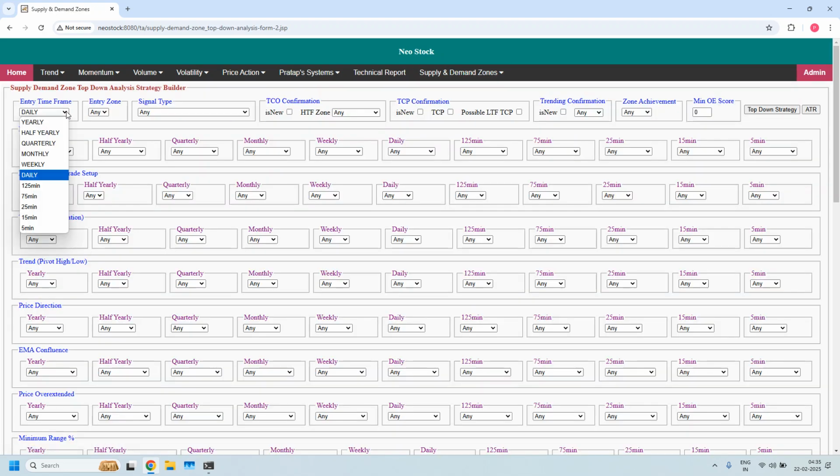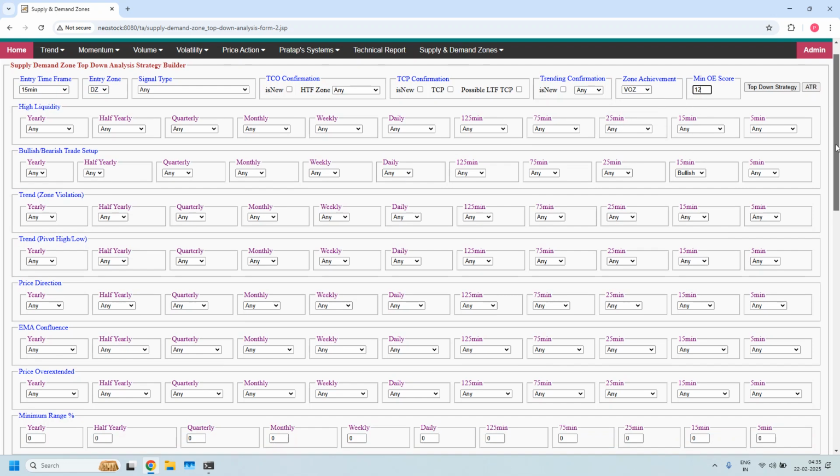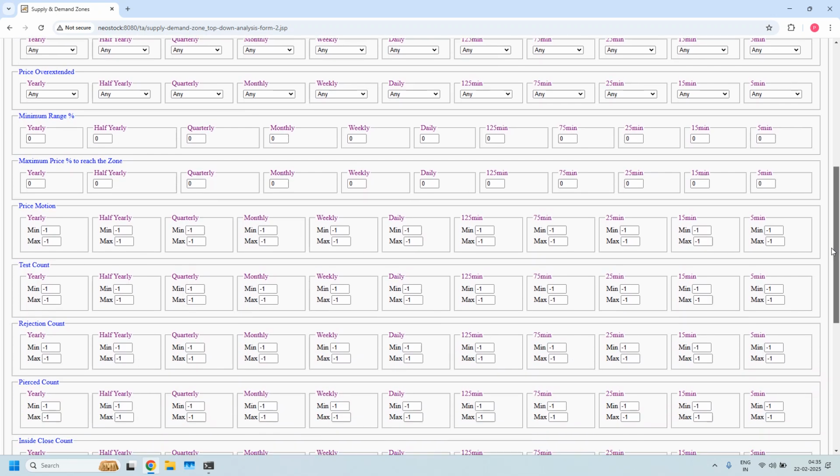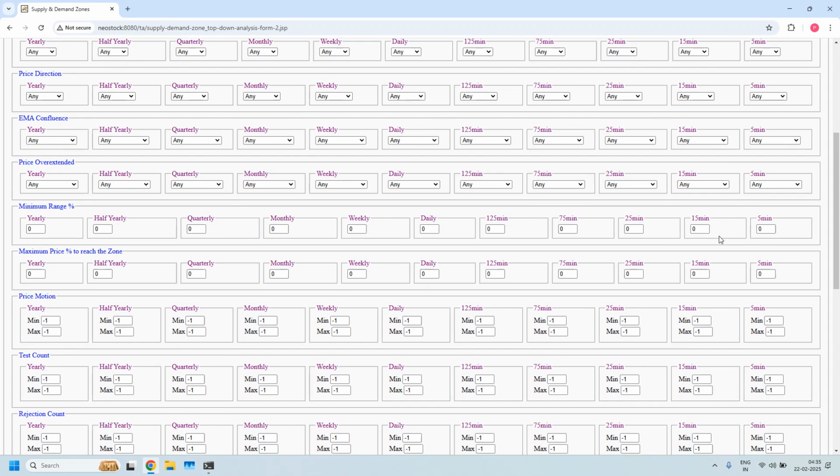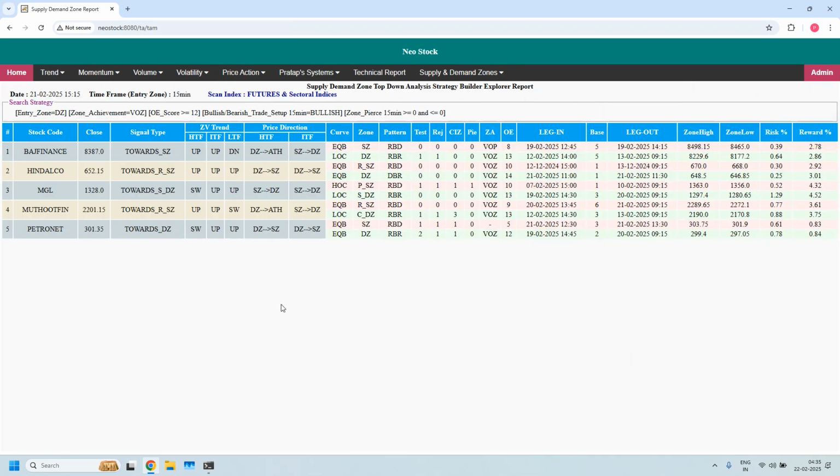Okay, daily income trade bullish trade setup, entry time frame 15 minutes, entry zone, demand zone in bullish or bearish trade setup. At 15 minutes, I am selecting bullish. Zone achievement violated opposing zone, minimum odd enhancer score 12, and 15 minutes demand zone should not be pierced. So in the pierced count at 15 minutes time frame, I am setting minimum value 0, maximum value 0. With all the 3 filters, we got 5 stocks.